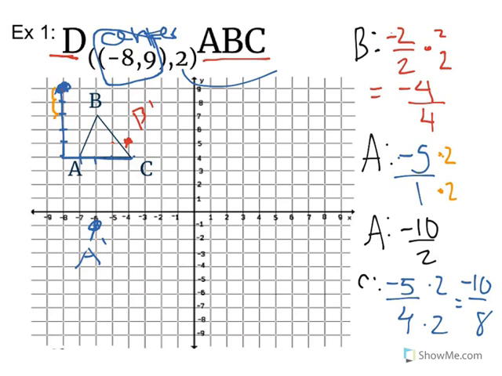Down 1, 2, 3, 4, 5, 6, 7, 8, 9, 10. And now to the right 8. 1, 2, 3, 4, 5, 6, 7, 8. So that is C prime. So now connect those. And that is our dilated shape based on a scale factor of 2 and a center of negative 8, 9.